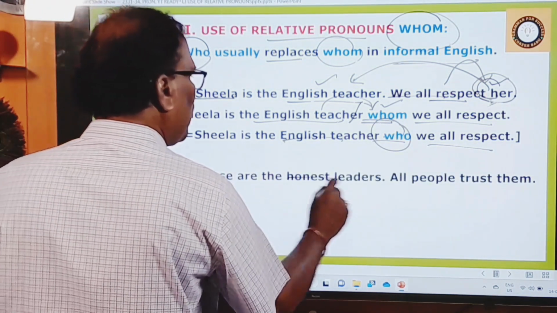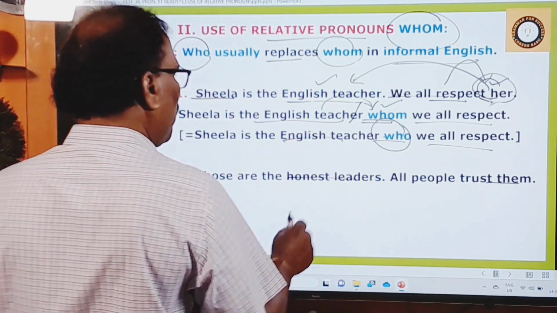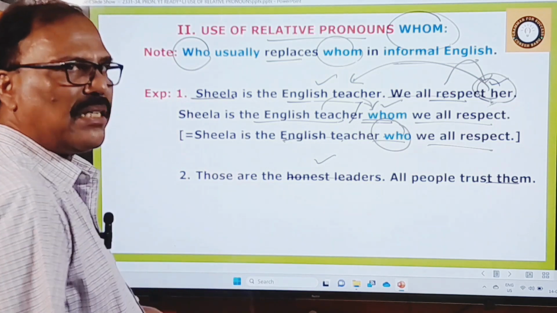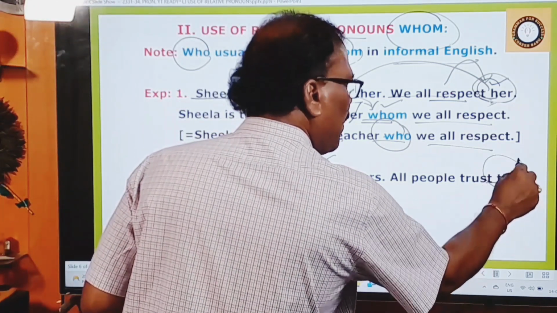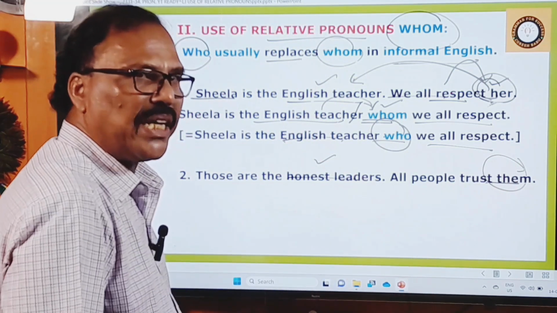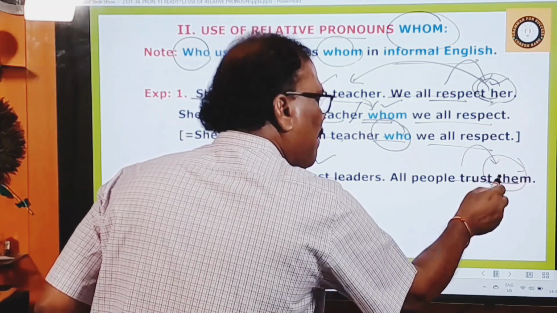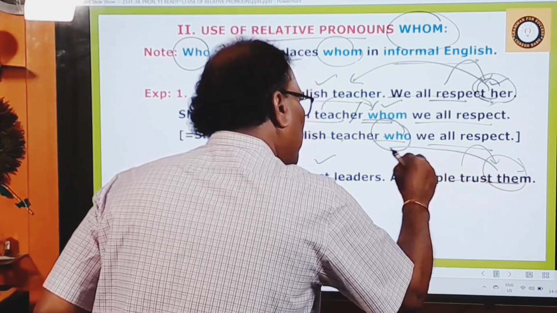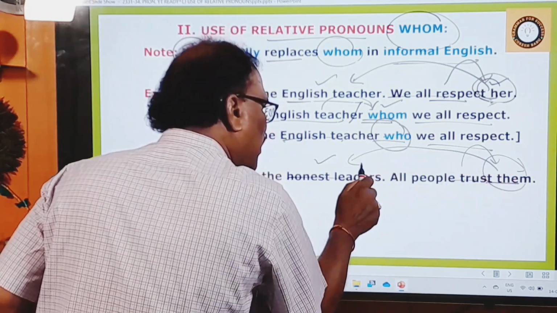Those are the honest leaders. All people trust them. So here we are talking about the honest leaders, and in the second sentence, we are referring to them by the word them. Them is an objective case pronoun because it is used after the verb. Remember that. This is referring to the honest leaders, so this sentence must be written immediately after this.